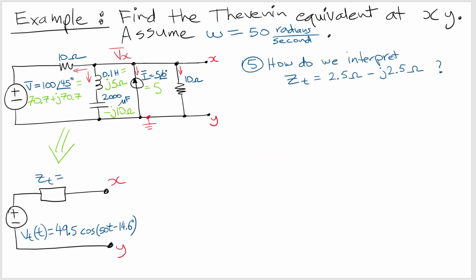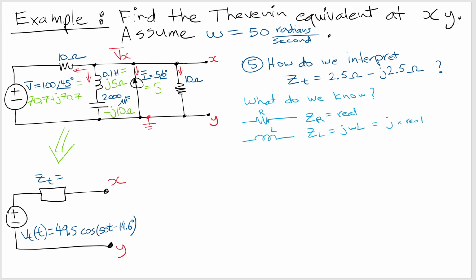So how are we going to interpret this? Well, what is it that we know? We know that if we have a resistor, the impedance of a resistor is a real number. What about an inductor? If we have an inductor, the impedance is j omega L, which is basically an imaginary number times a real number.